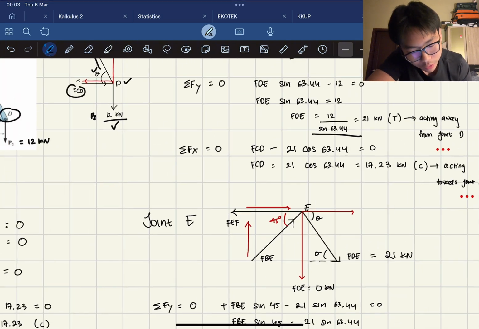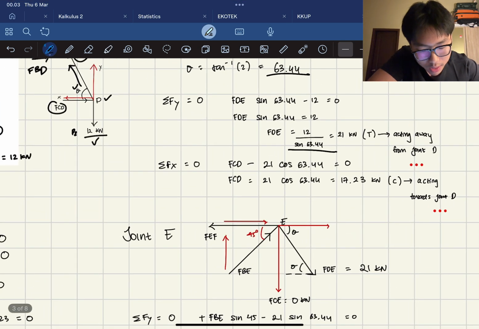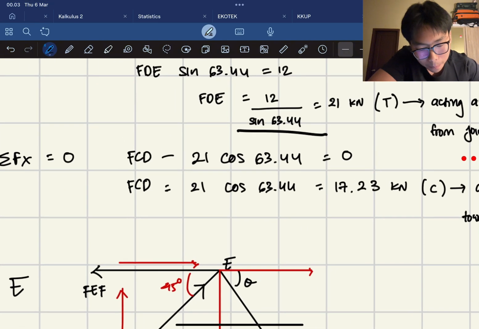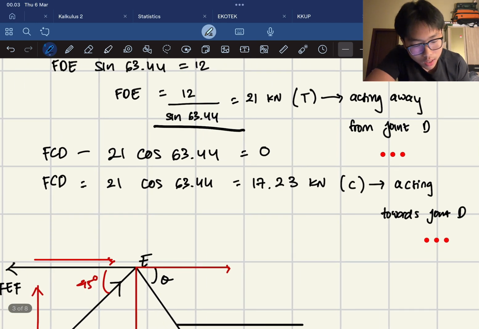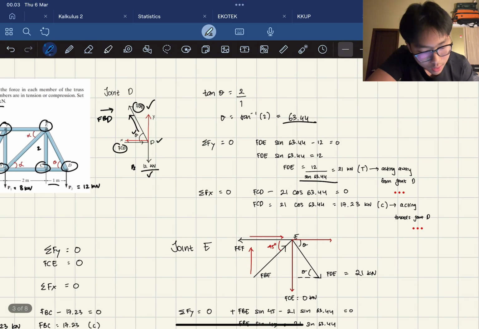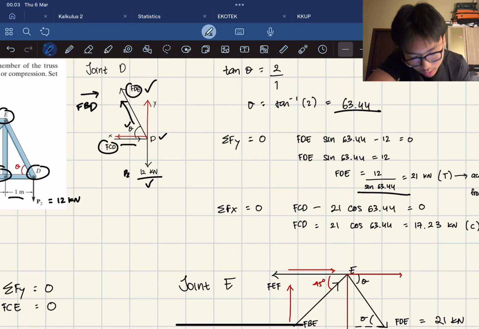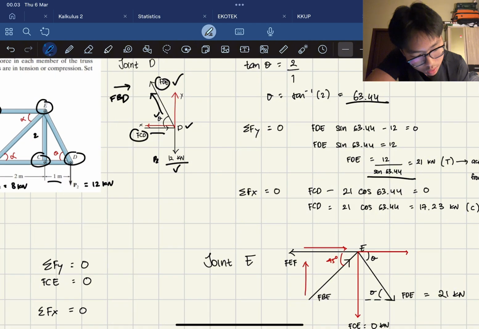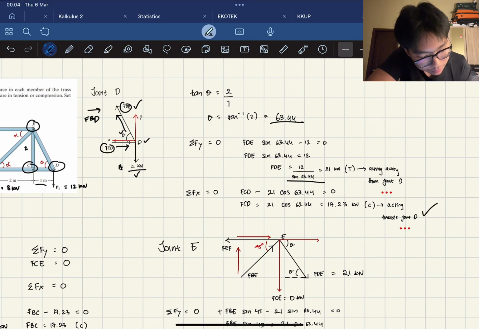Okay. Next, we find sigma Fx equals 0. The formula would be FCD minus 21 cos 63.44 equals 0. FCD would be equal to 21 cos 63.44, and after we calculate we will get 17.23 kN. The state would be compression because FCD is moving towards joint D.